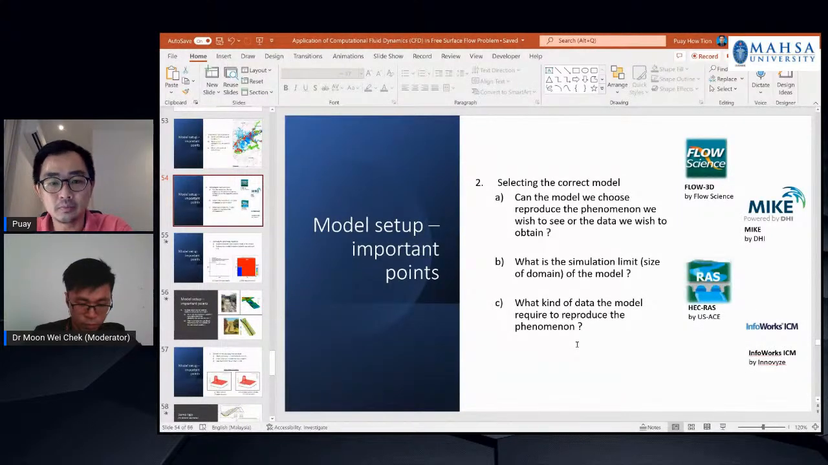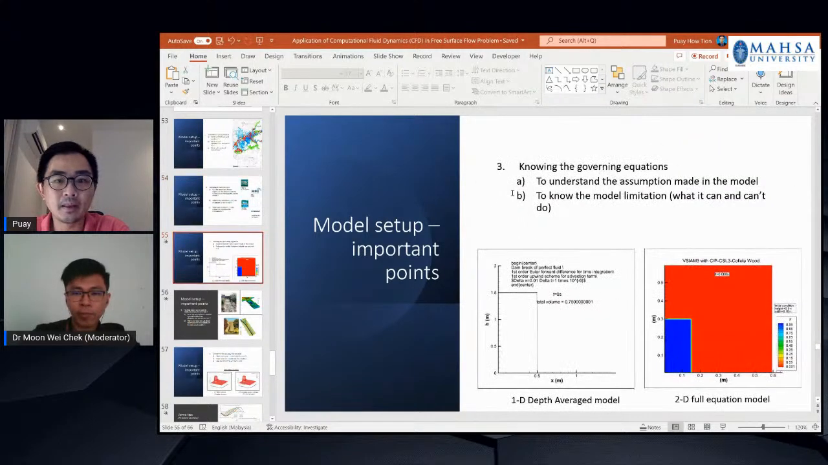Can the model we choose reproduce the phenomena we wish to see or the data we wish to obtain from the model? We have to know this. And what is the simulation size of the model? And what kind of data does the model require to reproduce the phenomena that we want to see? Another important point is we need to know the assumptions that the model made. All kinds of models have certain types of assumptions, so we have to understand the assumptions before we use the model. And we also need to know the model limitations, what it can and can't do.